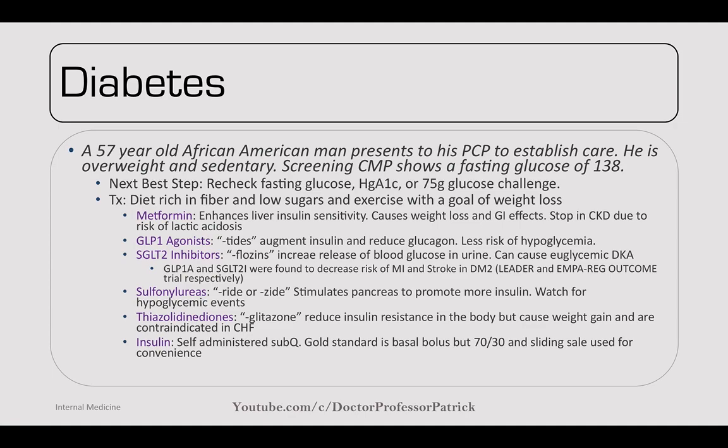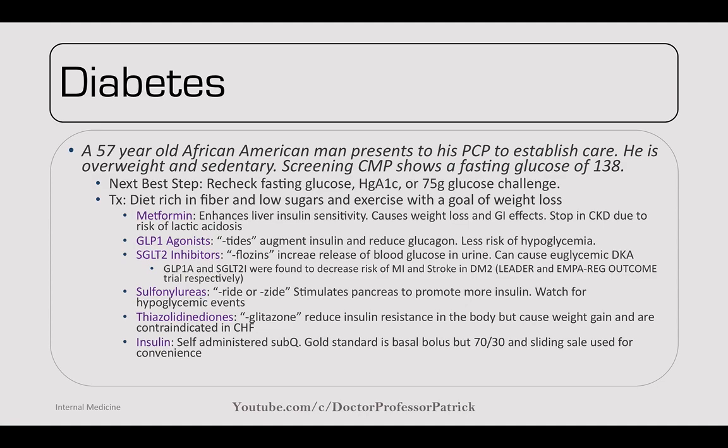You want to treat this with a diet rich in fiber and low in sugars, and exercise with a goal of weight loss. So some of the common drugs that you can use to supplement this, metformin is recommended as a first-line therapy in almost everyone. It enhances liver insulin sensitivity, and it causes weight loss. The most common side effect is GI effects, and you have to stop using this in chronic kidney disease due to the risk of lactic acidosis.